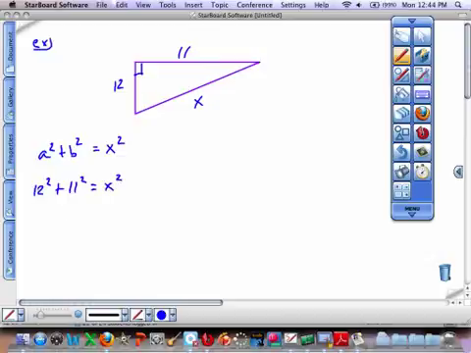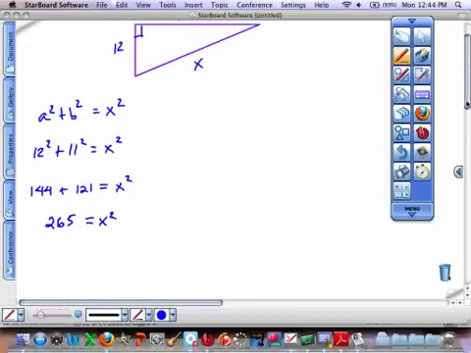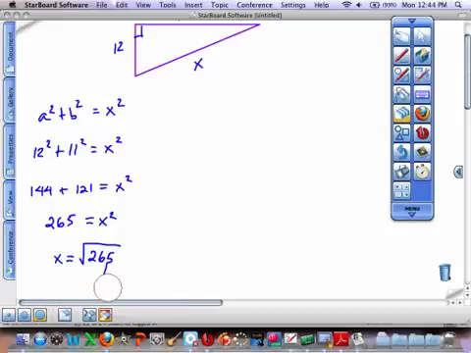Okay, so what's 12 squared? 144. Okay, what does that give us? 265. And so how do I solve for x? Square root of 265. For your homework tonight, unless otherwise noted, I want you guys to leave this in radical form. Just leave it like that?